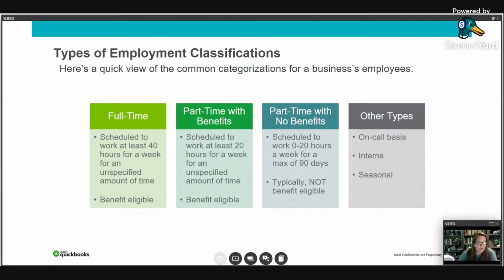You could have an on-call, so it could be as needed, right? They could just be, hey, I just need you when I need you. And then we also have interns. So an internship, these are programs where students or other trainees are hired for a period of time at a business to gain experience or skills.